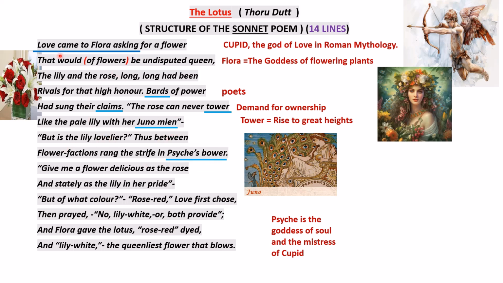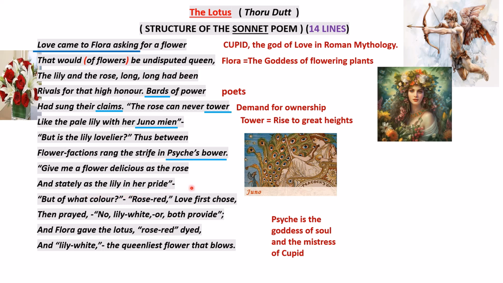The love god comes and asks Flora to give a flower which has the queenly characteristics. And the bards are also arguing for Rose and Lily. All this is taking place in Psyche's bower. So this is the stage for this poem, students, and this line is very important because it tells where all these things are happening. Give me a flower delicious as the rose and stately as the lily in her pride.